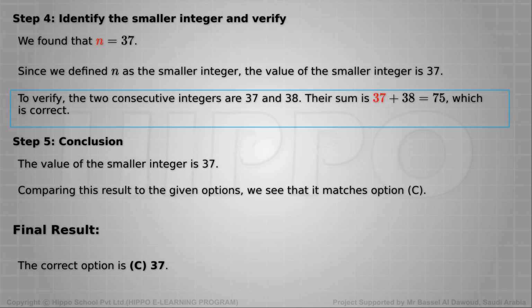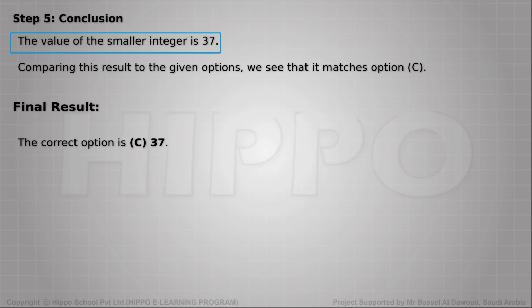As you can see on the screen, we can do a quick verification. If the smaller integer is 37, the next one must be 38. Let's add them. 37 plus 38 equals 75. It matches the problem statement, so we know our answer is correct. So for our conclusion in step 5, we can state with confidence that the smaller integer is 37.